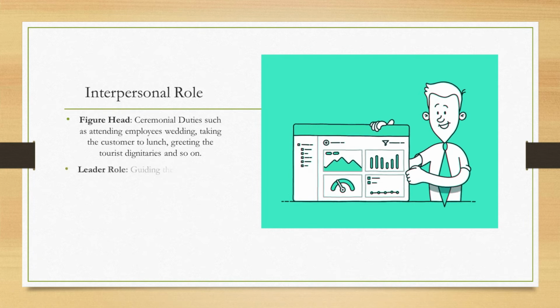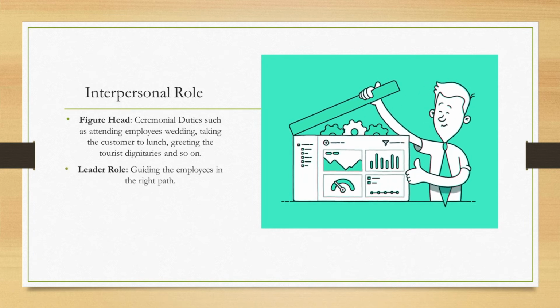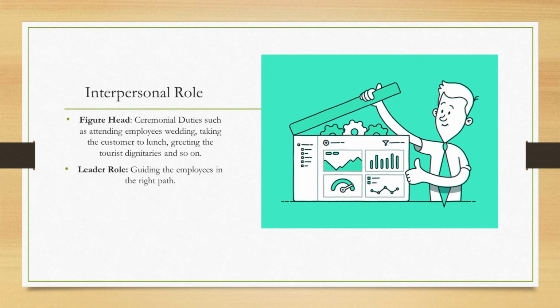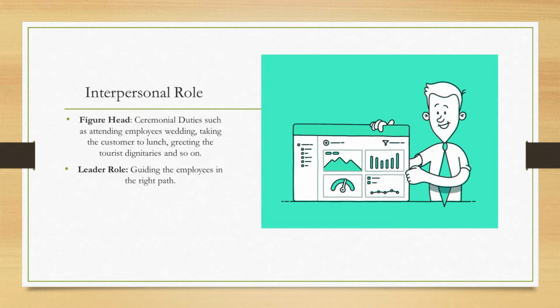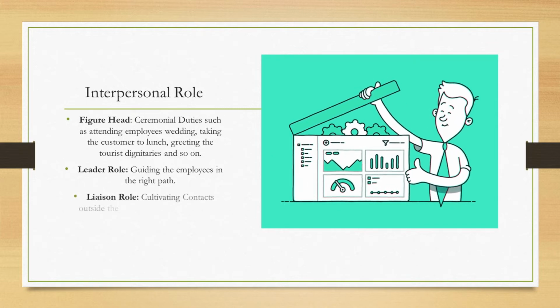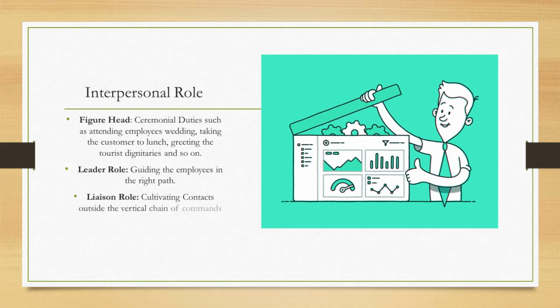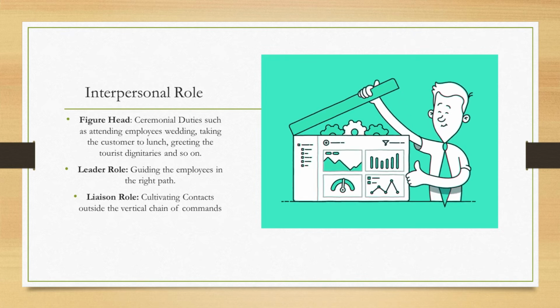Leader role. In this role, the manager is a leader, guiding the employees in the right path with the proper motivation and encouragement. Liaison role. In this role, the manager cultivates contacts outside the vertical chain of command to collect useful information for the organization.